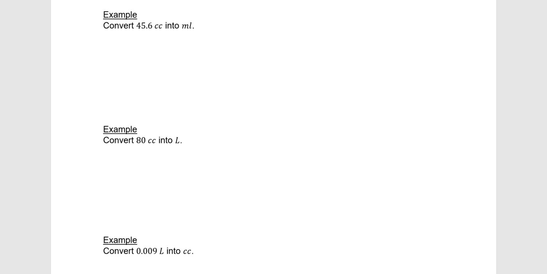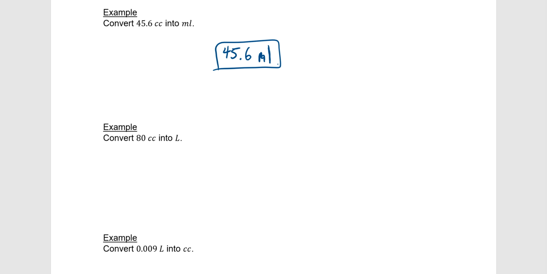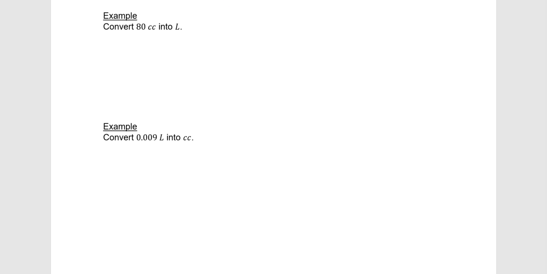So we actually don't have to do anything here because 1 cc equals 1 milliliter. So all we have to do is say that's equal to 45.6 milliliters because they're equivalent. Okay, and then for the next one, let's convert 80 cc's into liters.